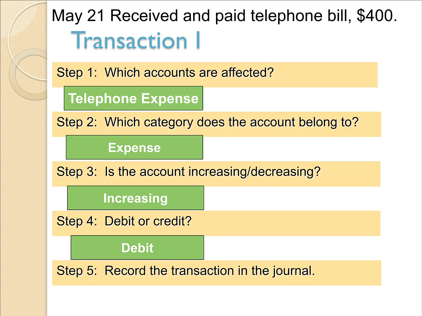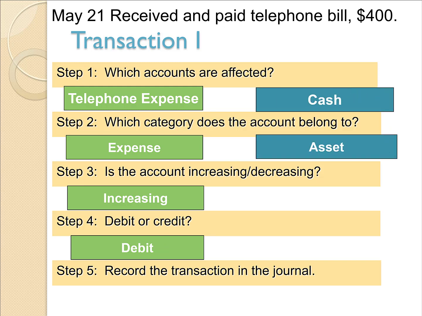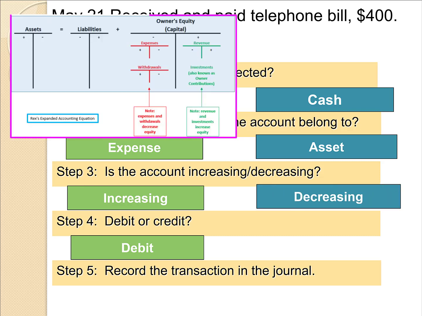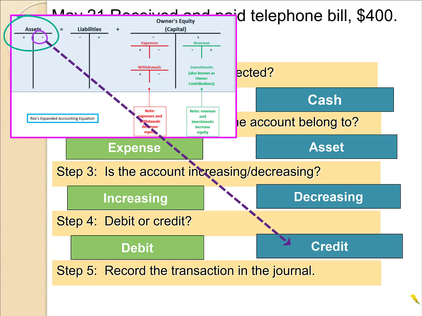And what was the other account we said is involved? Well, since we paid the telephone bill, cash is involved. And cash, of course, is an asset. And is that asset increasing or decreasing? Well, when we pay a bill, obviously your cash is going down. And then if an asset is decreasing, like cash in this case, is that a debit or a credit? It is a credit. So now we get to journalize this.